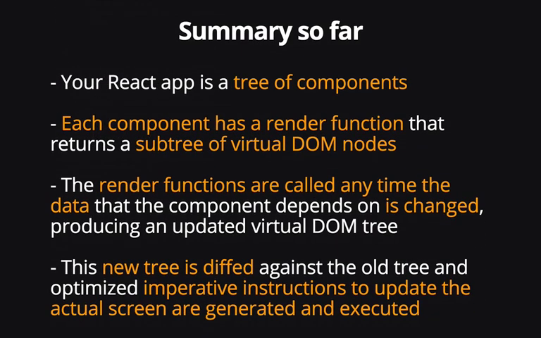Okay, so summary. A React app is a tree of components. I don't think I mentioned that yet, but it is. Each component has a render function that returns a subtree of virtual DOM nodes. Every time the data changes, you regenerate it. You know, simple way to say it. There are obviously optimizations. Regenerate it, diff it, do the updates. That's essentially all there is to that. Okay, so that was the introduction. Now I'll talk about mobile.